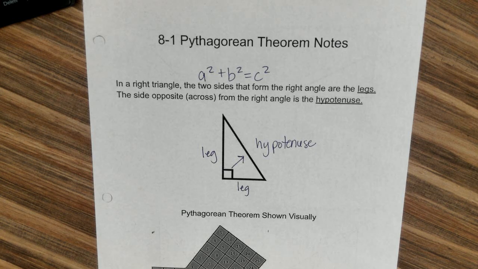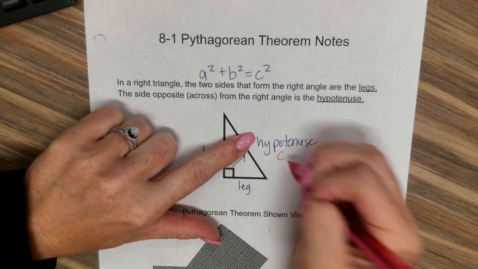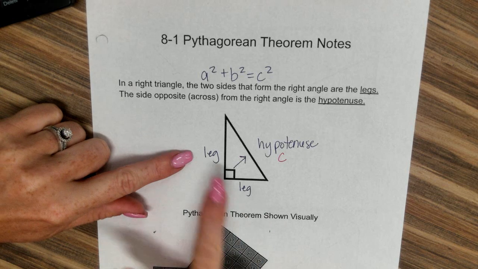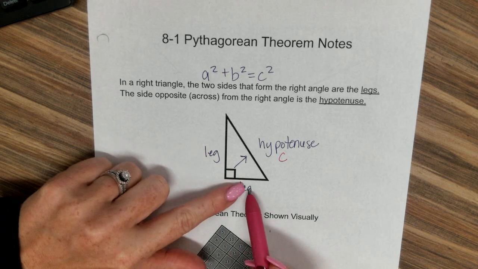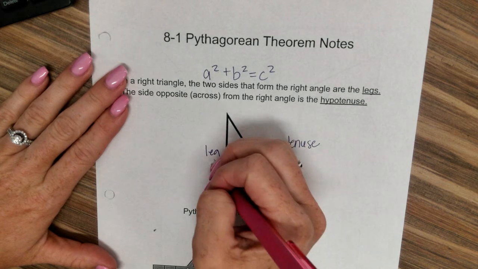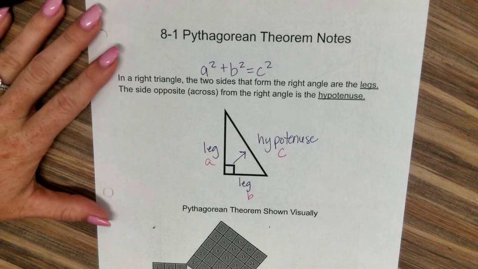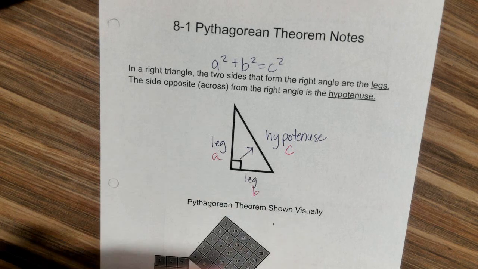Make sense? All right, so what you learned in the video is the hypotenuse has to be side c. No matter what, c is always across from the right angle. And then the legs are side a and b, and it doesn't matter which way you label them. So you could call this a or this a. It does not matter. Make sense?